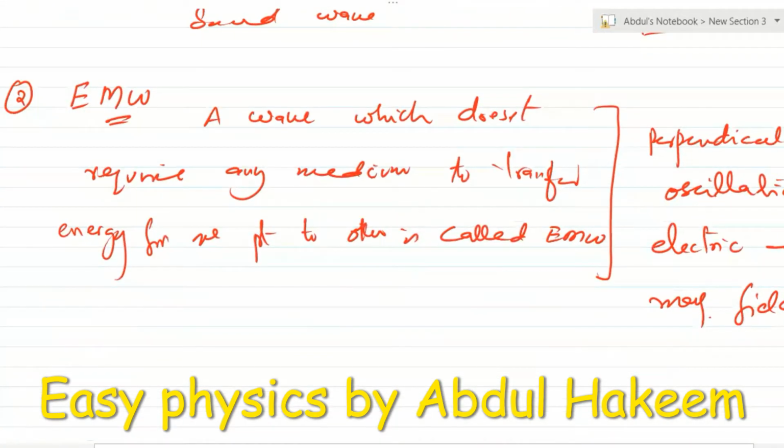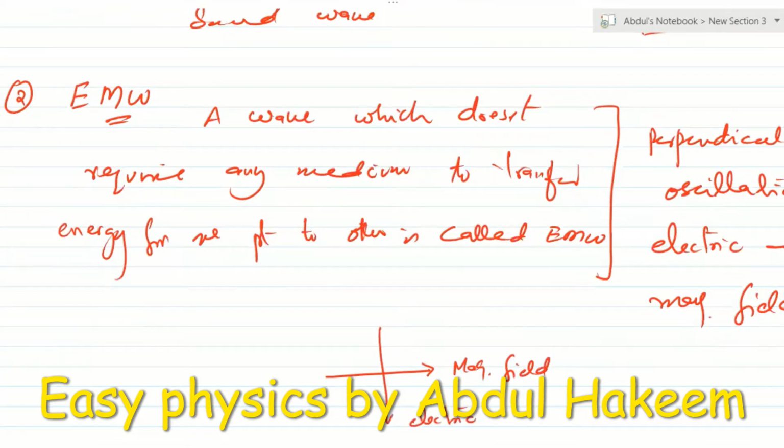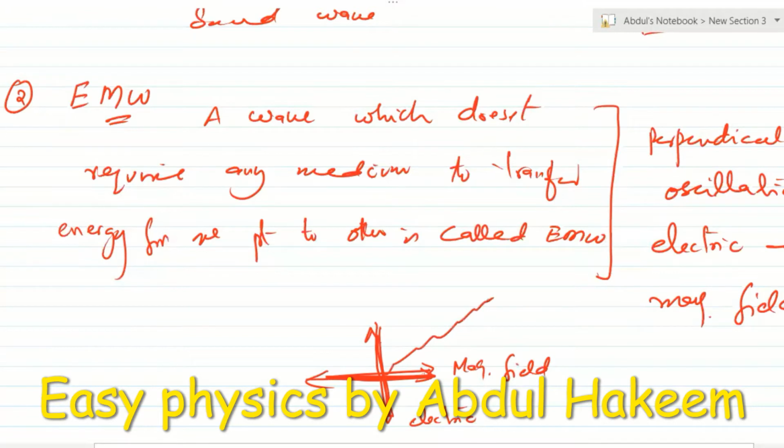But in electromagnetic wave, we have to arrange two fields. One is the magnetic and the second, the electric field. When both oscillate, up and down, left and right, this is the oscillation of the magnetic field. This is the oscillation of the electric field. Then an electromagnetic wave is produced, which must be perpendicular to both.